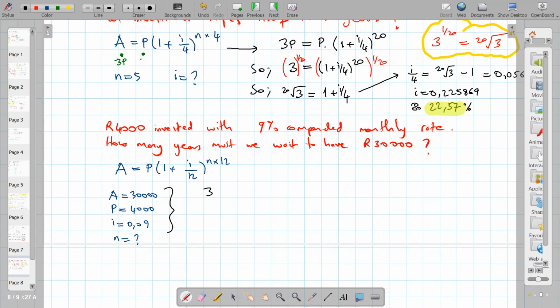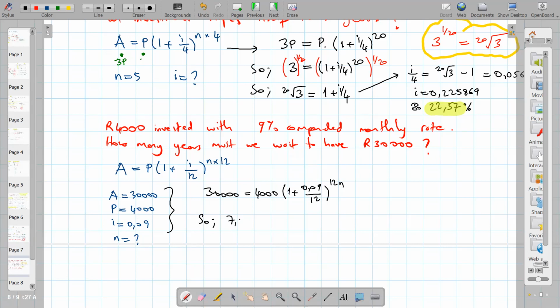So same story, 30,000 rand is equal to 4,000, and then open brackets 1 plus 0.09 over 12, to the power of 12n. Now remember, we do the same thing first. Divide both sides by 4,000. Don't open the brackets. I think we wrote it bold enough. So 30,000 divided by 4,000, the calculator gives 7.5.